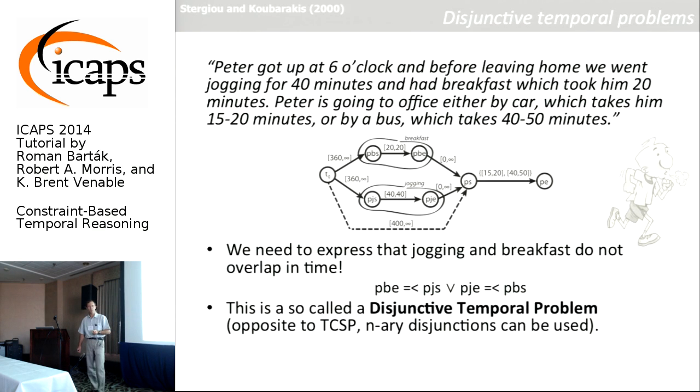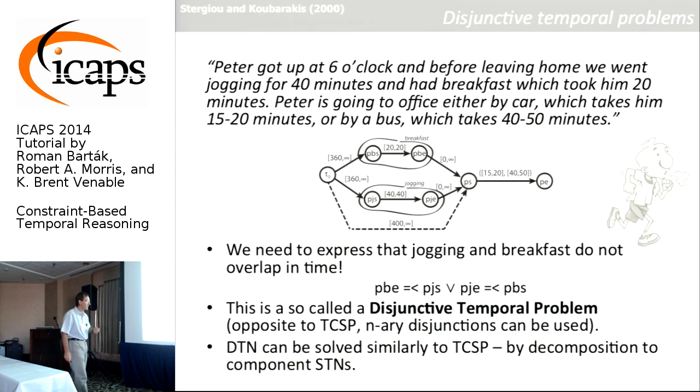Exactly as temporal CSP. So we describe the component STNs, and we solve them separately and then combine the information together. Right? So the principle is the same, even if the concept is even more general, because there could be more general disjunctions. Okay. So as I said, the same way, decomposing into component STNs.